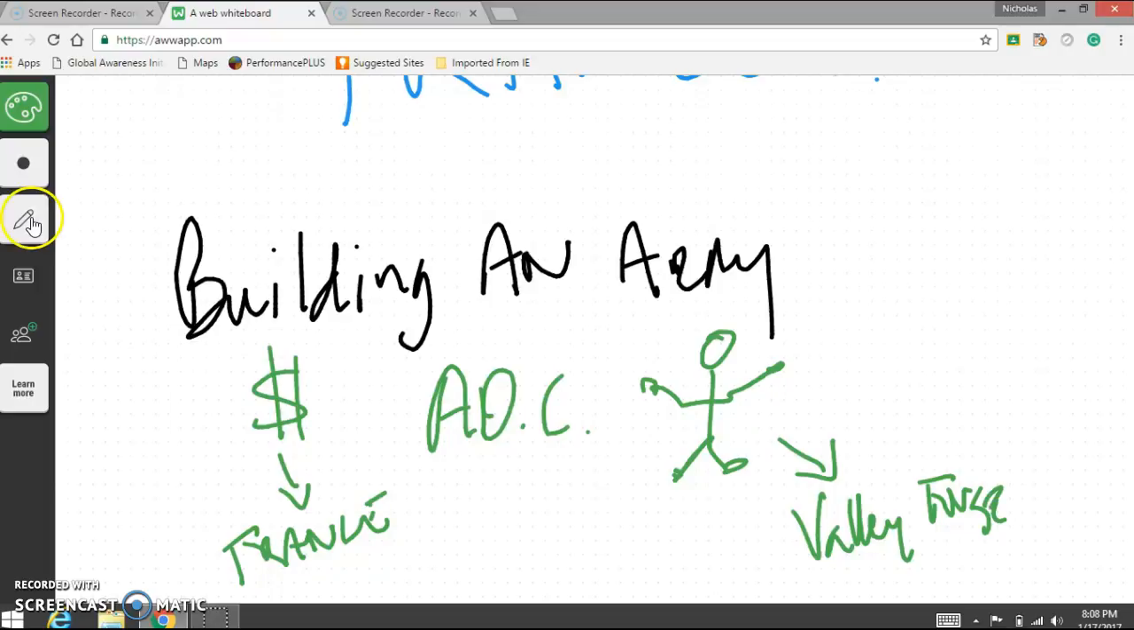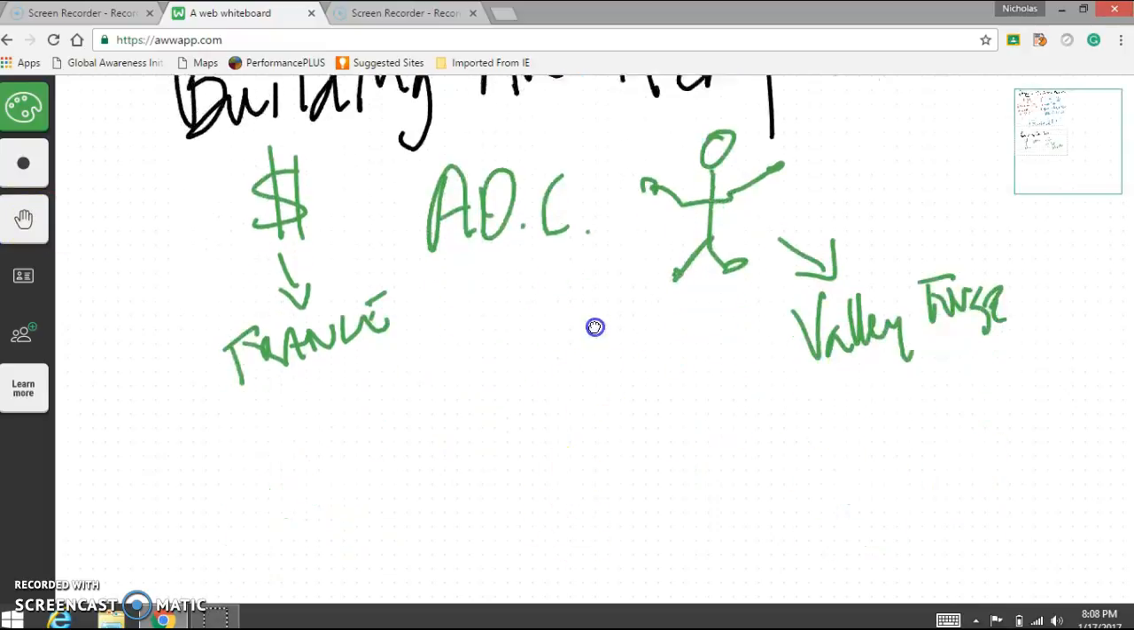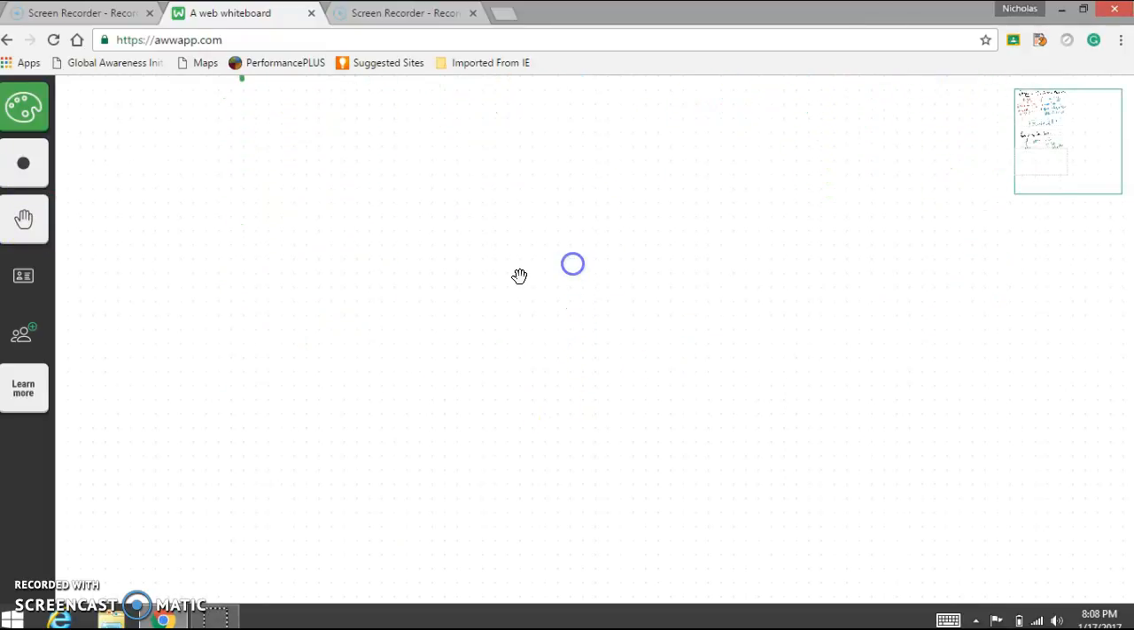Okay, so let's take a look real quick at the course of the war and see how it plays out. So, and we'll draw our map of the United States here.